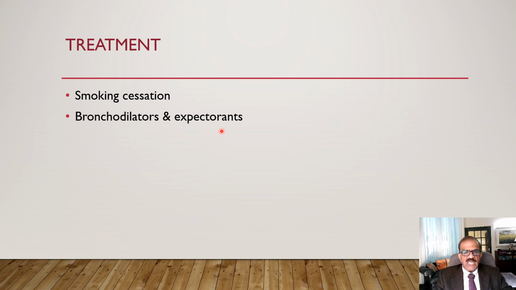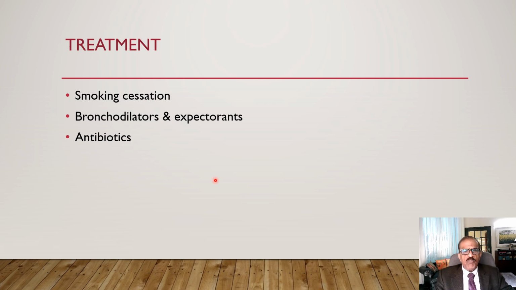Since these patients have a lot of sputum production, we also sometimes give expectorants. Although some authors doubt the efficacy of expectorants, we say that because of the chronic inflammation, there are neutrophils in the airways, they produce proteolytic enzymes, which are the best mucolytic and expectorant, but expectorants are generally prescribed to help them expectorate so that the airways become patent.